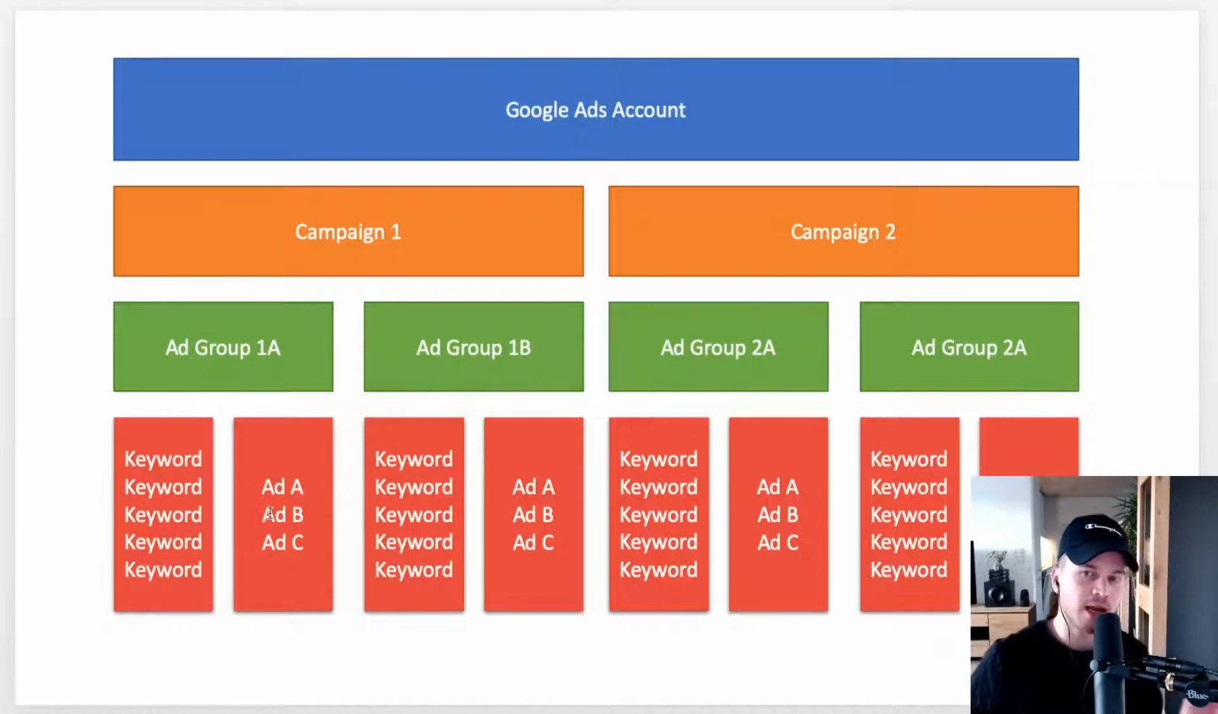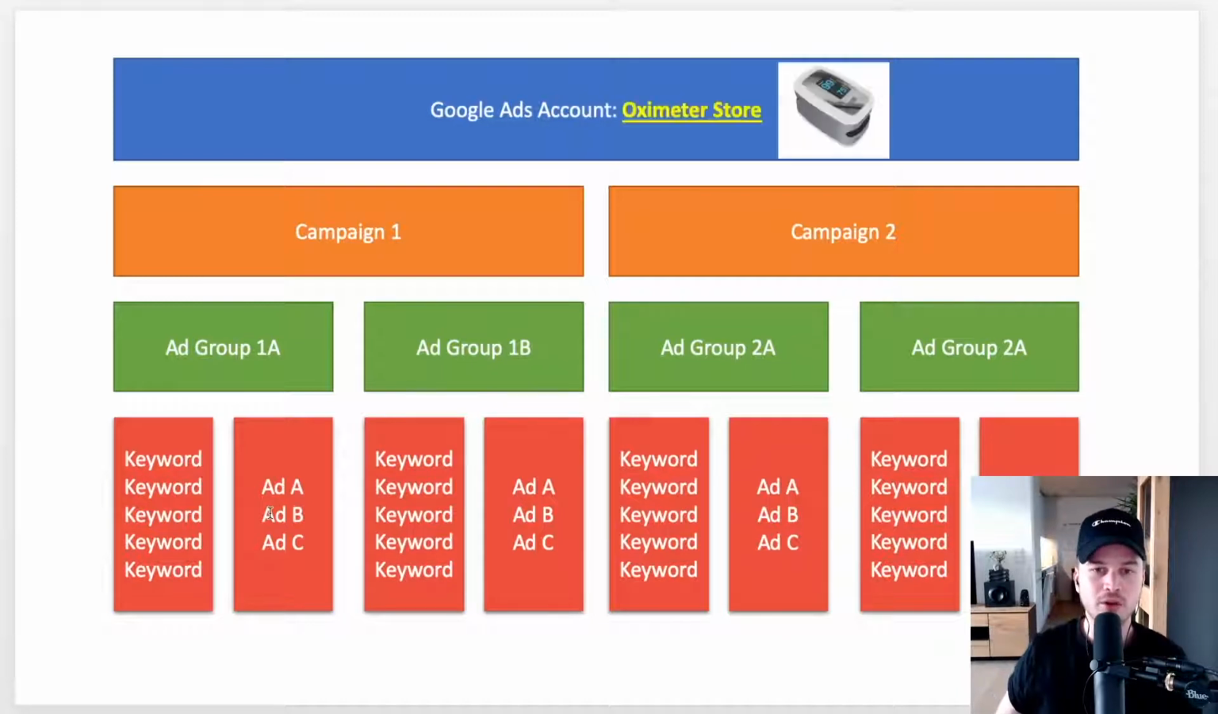For an example, for this tutorial, I'm going to create an ad for an online store selling oximeters. An oximeter is something I sold last year, which is just a product that you can put on your finger, and it will just then tell you your oxygen saturation in your bloodstream and also your pulse. So this is something I sold through Google Ads last year.